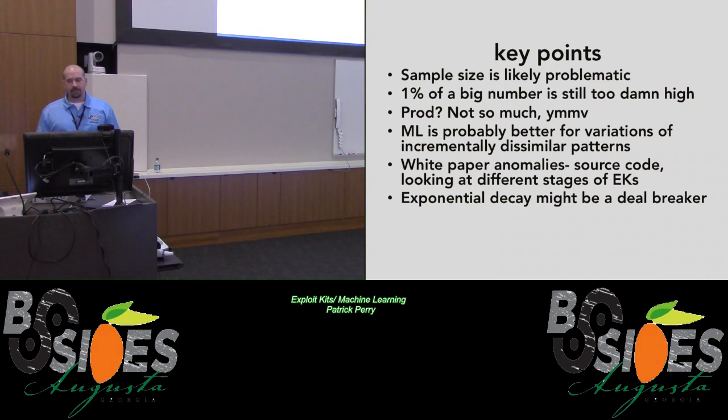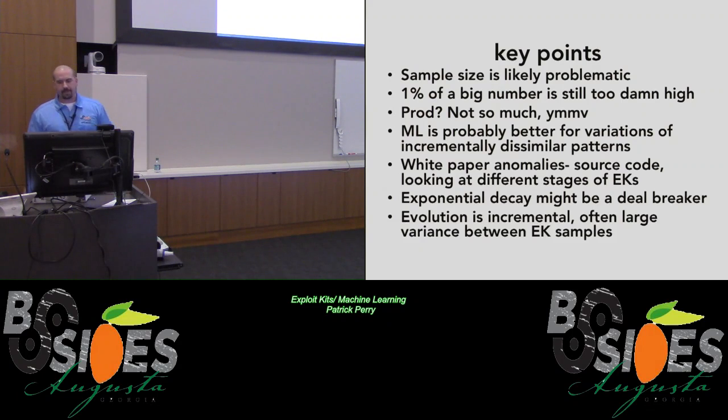Like I said, exponential decay might be a deal breaker because you're putting a lot of effort in to tweak things down to probably where it needs to be. And going back to the evolution idea, evolution's very incremental, often large variance between exploit kit samples, which I think is part of the reasons why it didn't work as well as I would have hoped.